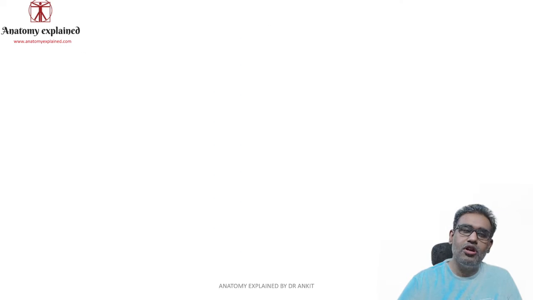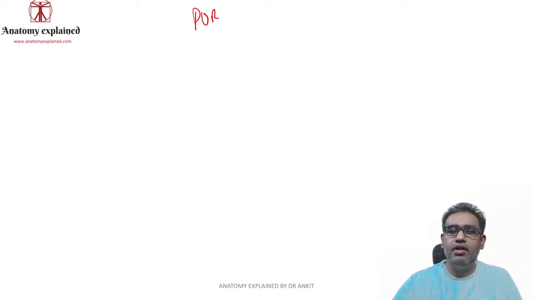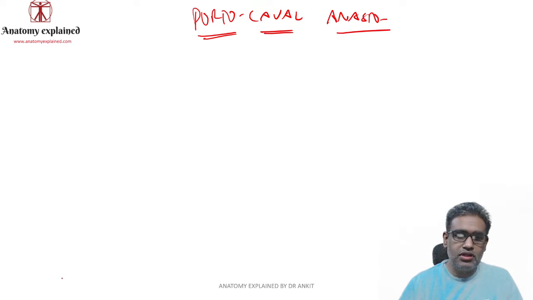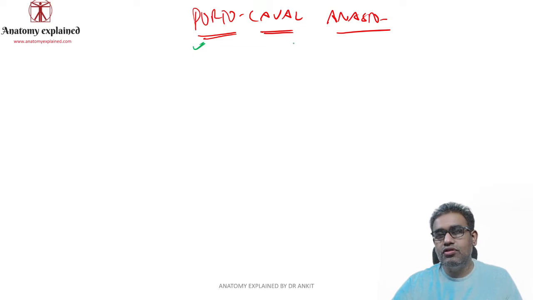So let us move to the topic of the day, that is our portocaval anastomosis. Portocaval anastomosis. So what does it mean? It means that there is an anastomosis, that is a junction between two groups of vessels. One is a portal group of vessels over here, which is actually referring to our hepatic portal system.